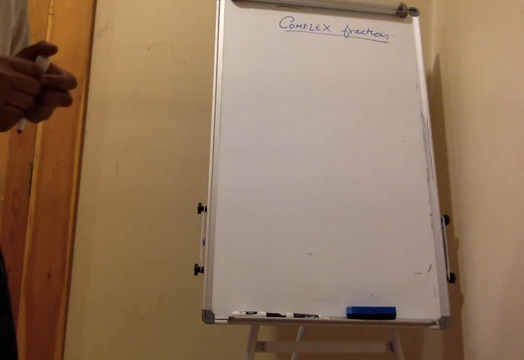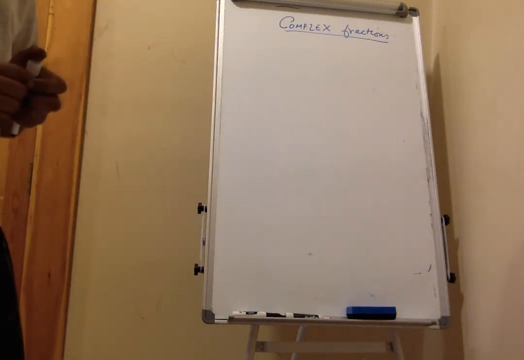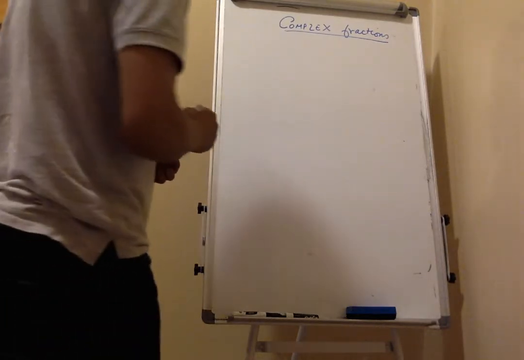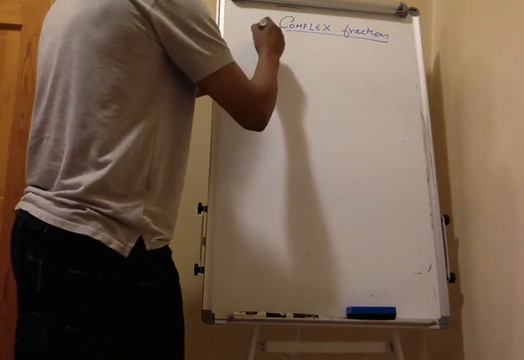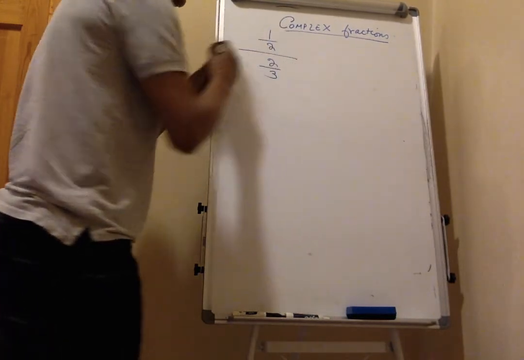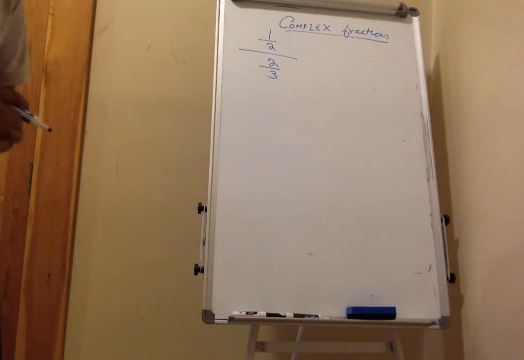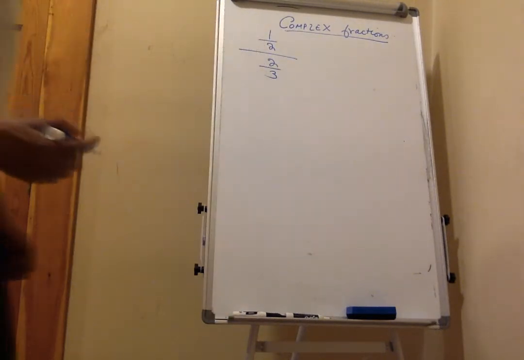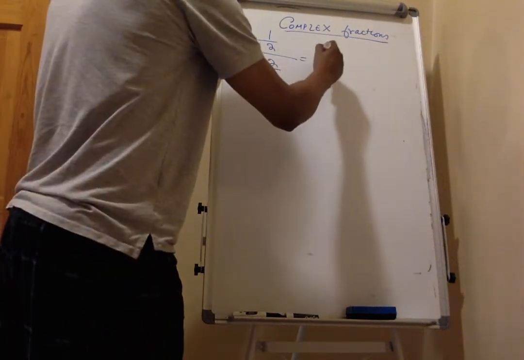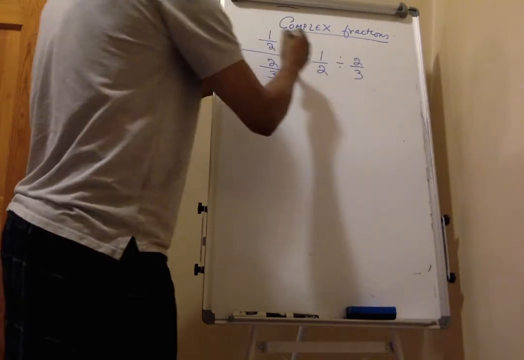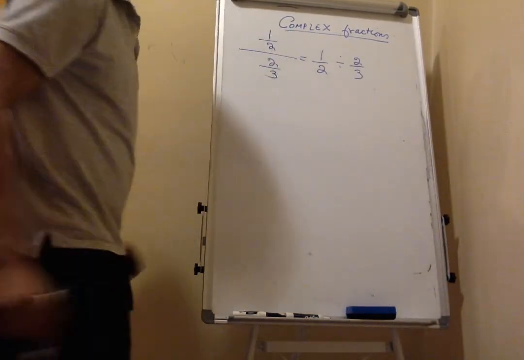Okay, so this session is about complex fractions. By complex fractions, what we are saying is if you see 1 over 2 over 2 over 3, that's what we mean by complex fractions. So if you are asked to simplify, this means 1 over 2 divided by 2 over 3.